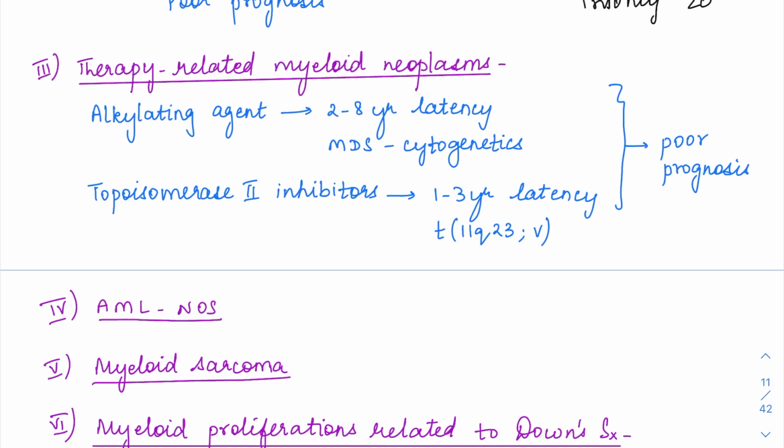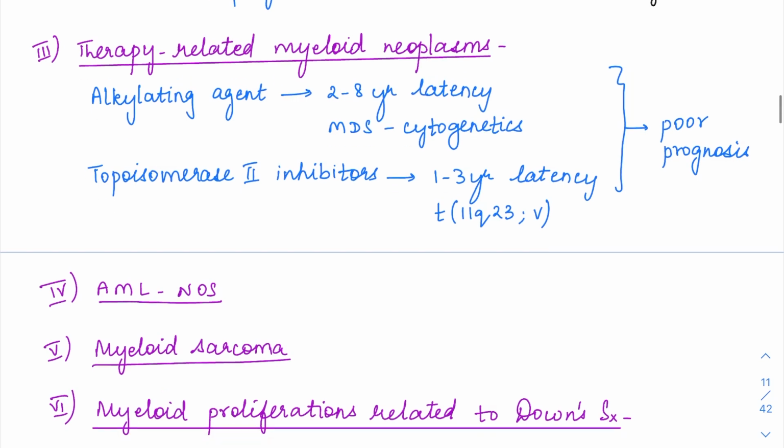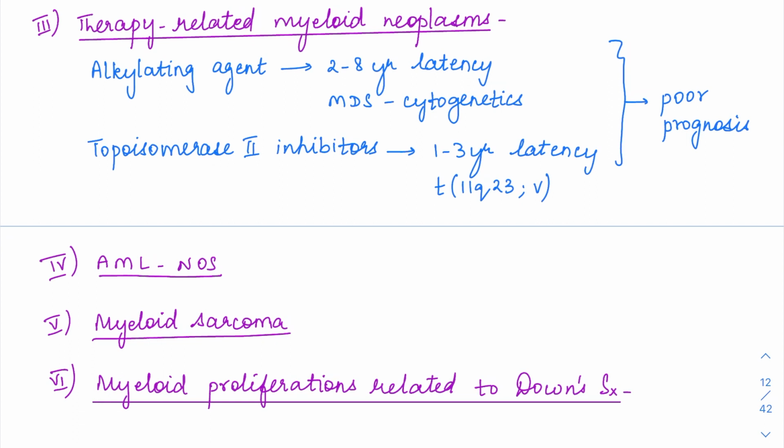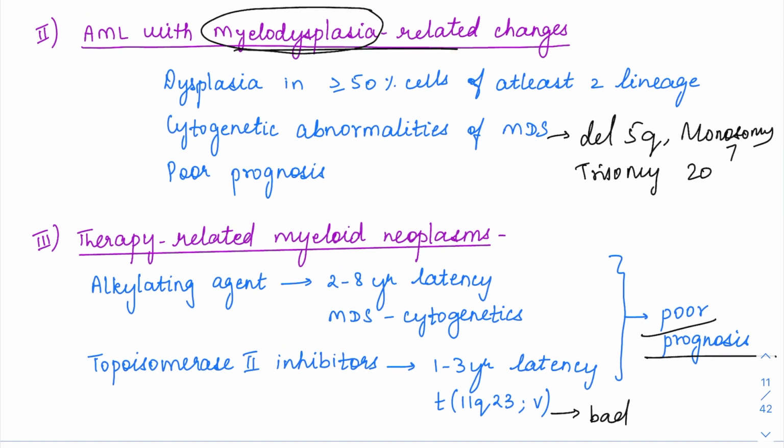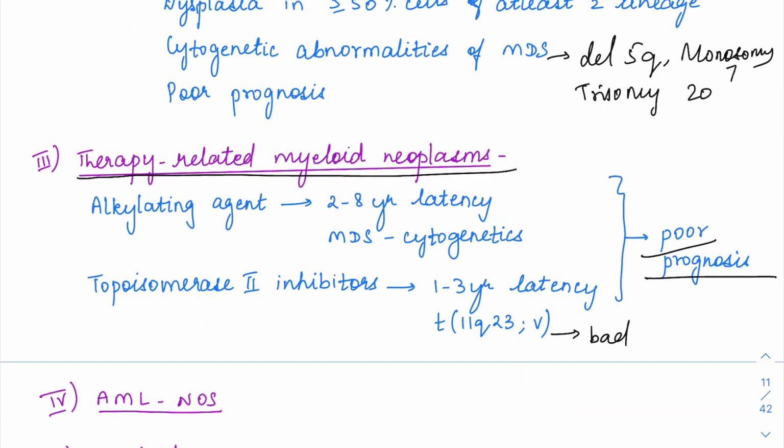Then therapy-related myeloid neoplasm. When I was discussing the risk factors for acute leukemia itself, I mentioned the alkylating agents and the topoisomerase 2 inhibitors, right? Those two drugs can cause both MDS as well as AML. Alkylating agents usually have MDS-related cytogenetics, and they usually have a 2 to 8 year period of latency. So, they'll become MDS and then transform into AML. Topoisomerase 2 inhibitors usually have a very short latency period of 1 to 3 years. So, after using topoisomerase 2 inhibitors for some other cancer, within 1 to 3 years, the patient will develop an acute leukemia, acute myeloid leukemia. And here it is going to be associated with translocation 11q23. Already in recurrent genetic abnormalities, I mentioned translocation 11q23 is going to have a very bad prognosis. As such, both the therapy-related myeloid neoplasms, be it MDS or AML, are going to cause a very poor prognosis. So, both the myelodysplasia-related changes and the therapy-related myeloid neoplasms are going to have poor prognosis.